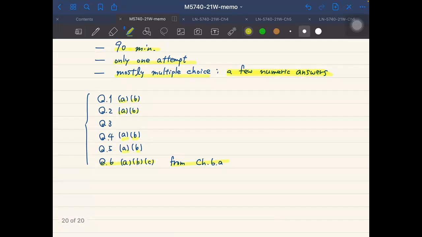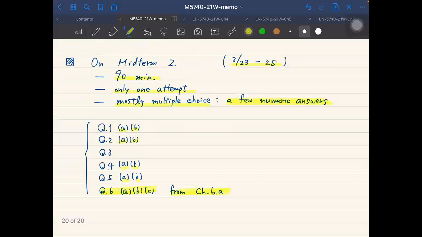We have six large questions, and within the six questions we have 12 small questions. It sounds like there are a lot of questions, but actually the last question, question six, is relatively simpler because this is from the latest chapter, chapter 6.8. Even though we have three questions, these are very small questions. And question one to question five, some of them have two questions. Yeah, so this is an overview of midterm two.